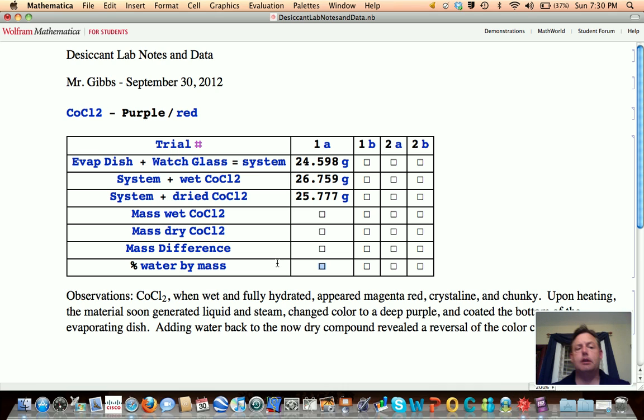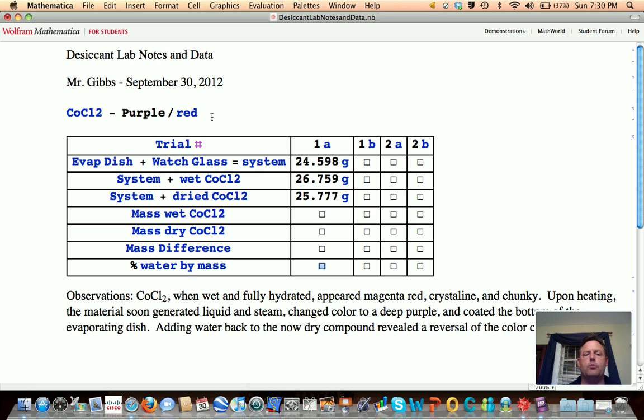We are going to talk this time in our instructional video about what to do with your lab data. This is the lab data connected to our Desiccant lab. So I've opened up a Mathematica document here. You notice I've titled it Desiccant Lab Notes and Data. And this is who I am, and that is today's date. So I thought that was important to list.